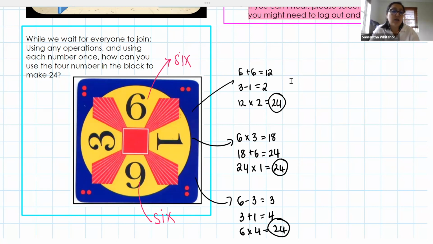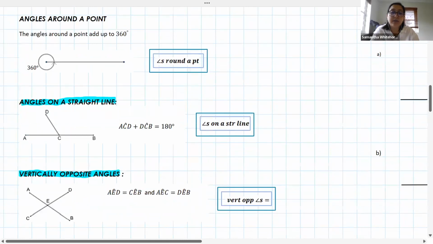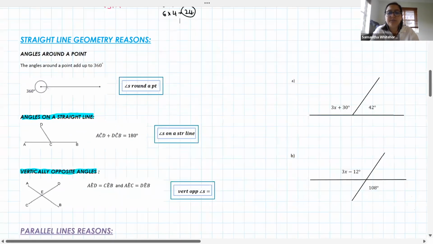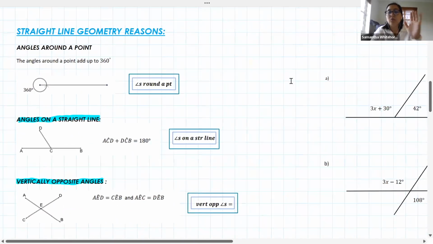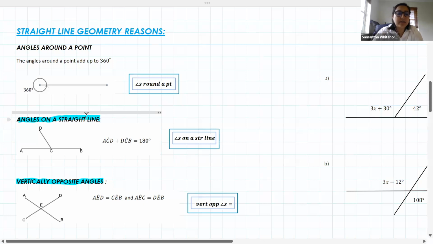Let's get into our geometry. Now, guys, I've shown you this so many times, but it's always good to have this information. So just ignore the half examples on the side for now. I just want to look at the reasons that we've learned. I don't know why we have some random highlighting going on here, but anyway.